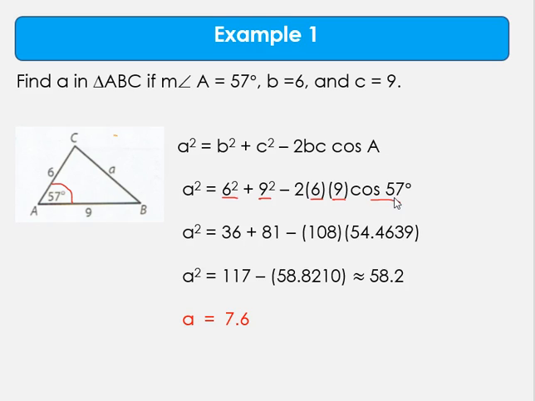But remember that we're solving for a, and circling or boxing or highlighting might help you remember that. And a will be the square root of 58.2, which is 7.6.